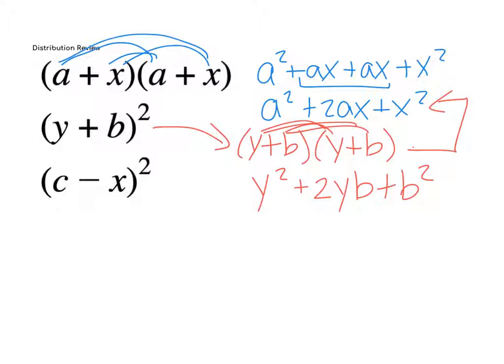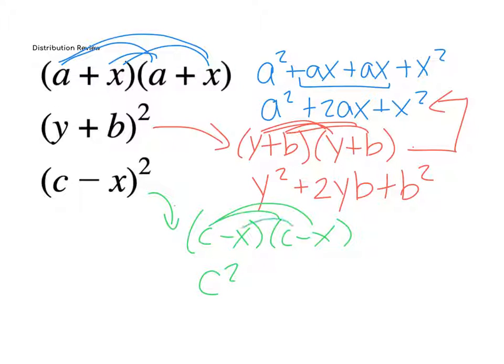And then finally, we've got c minus x quantity squared. I'm going to rewrite that as c minus x times c minus x. As we do our distribution, we're going to see the same pattern emerge and get c squared, minus 2cx, and then minus x times minus x would be plus x squared.